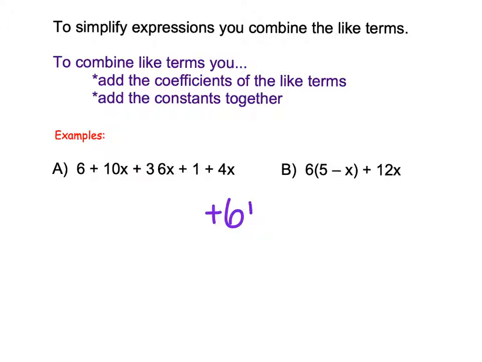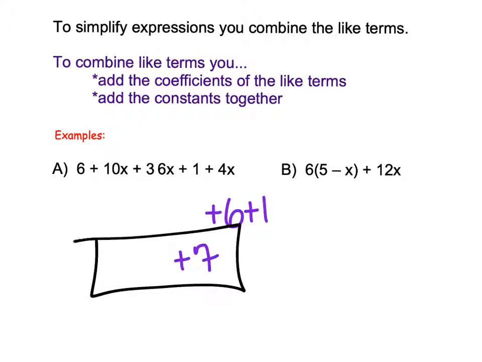And then just grouping our constants together so we can see it, I have a 6 plus a 1, which is a 7. This expression here is the same as this one up here. It's just simplified because we combined like terms.